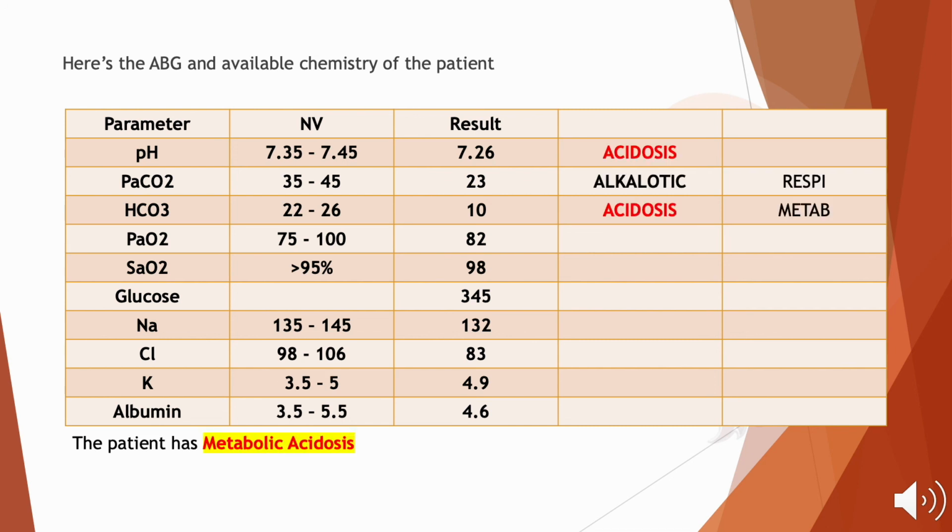So looking at the pH, we see that 7.26 is below the normal value. So we tag this as acidosis. And the one causing the acidosis is a metabolic disturbance. Looking at both the direction of the pH and the bicarbonate, we see that they are both going down. So we have a metabolic derangement. So this is tagged as metabolic acidosis.